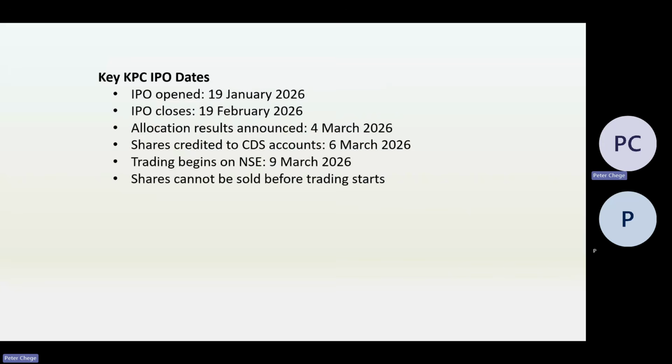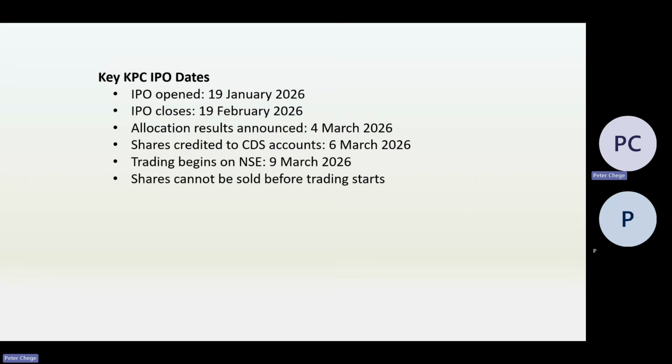Key dates. IPO started on 19th January. It will close on 19th February. Price is the same throughout, 9 Kenya shillings. So don't be in a rush. If you don't have money right now, don't try to borrow. You just wait until you get your money, maybe a month or early next month. You still have a whole month to make application.